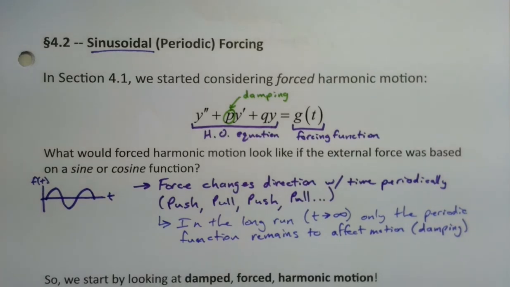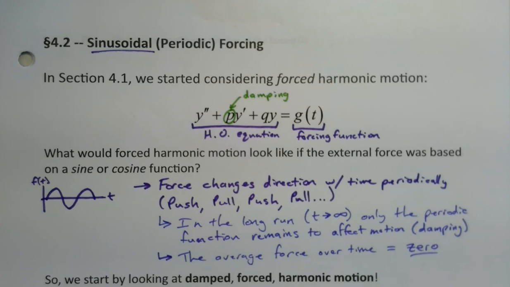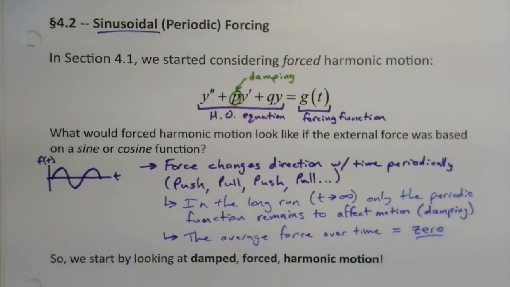And the other thing that's worth noting is that sine and cosine both oscillate back and forth, so you know that if you were to average out the force over time, that's going to be equal to 0, right? It's basically saying that you're going to have as much push as you do pull. And so we're going to start by looking at the situation that's modeled up above, this idea of a damped, forced harmonic motion.